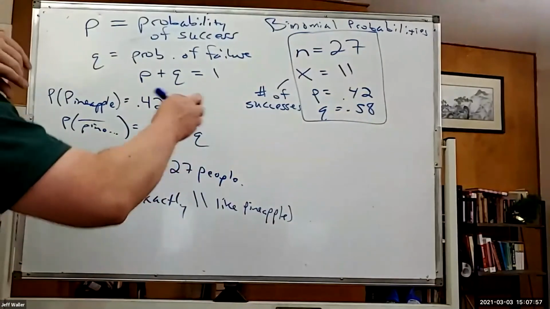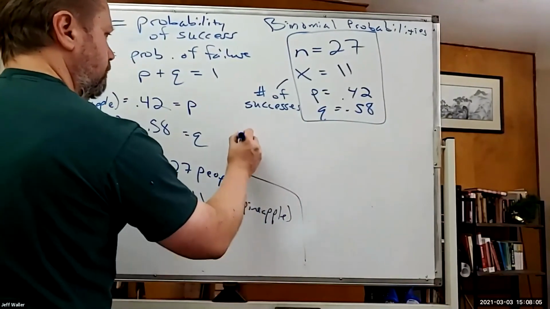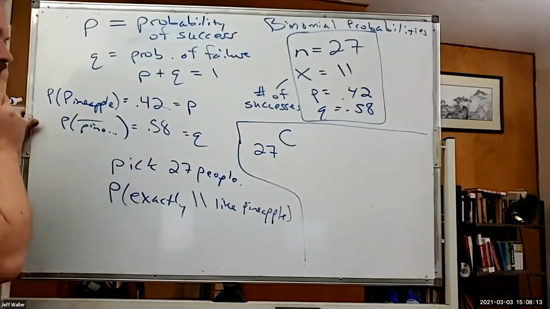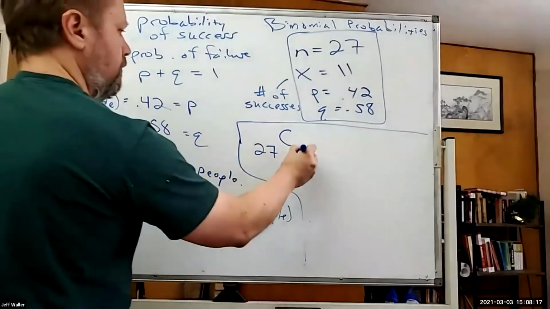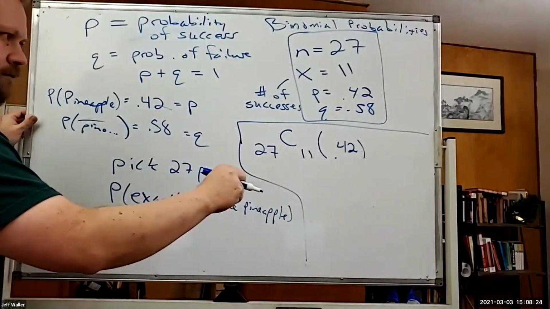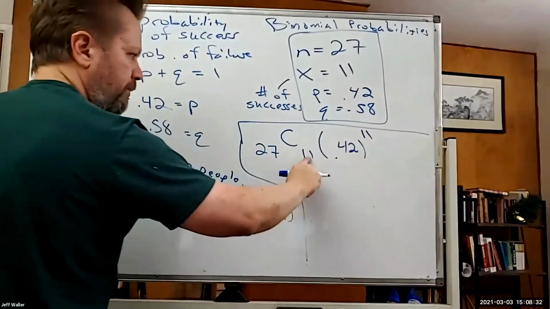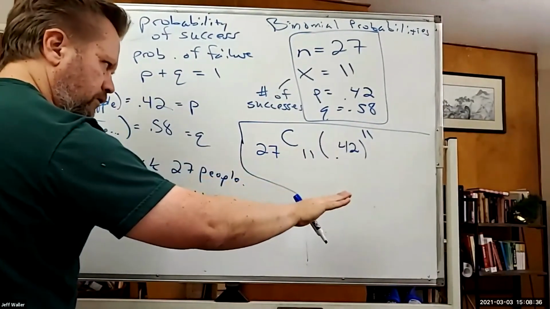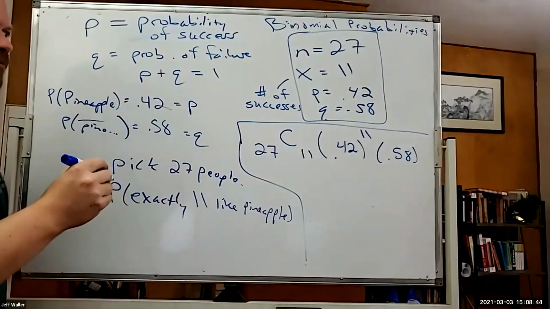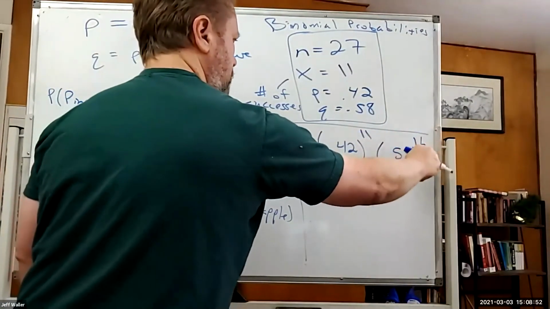All right, now let's set this thing up. How many total people do I have? 27. And I want to choose how many of them? 11. So how many successes do I want? 11. It's a little repetitive, right? You've got 27 people. I want to choose 11 of them to do something. So how many people do the other thing? 16, because there's 27 people. 11 people do this, 16 people do the other thing.